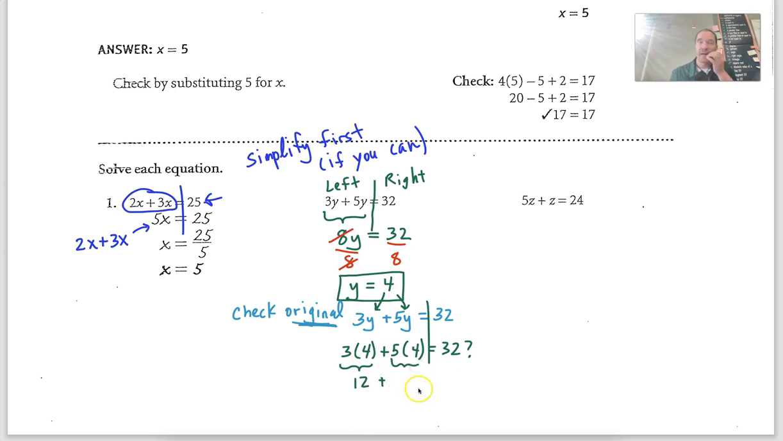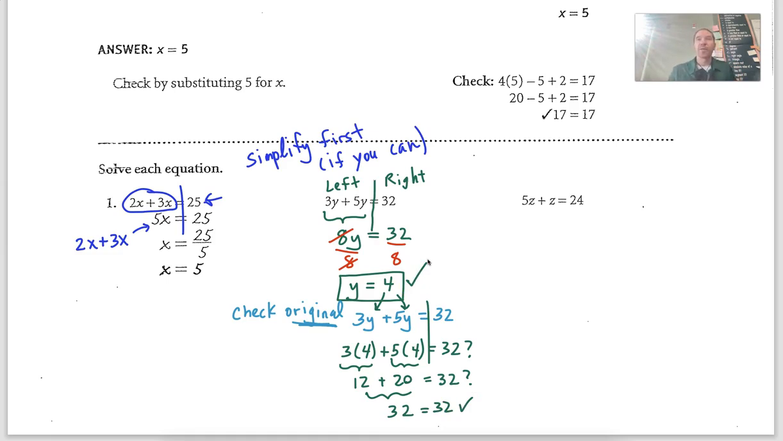The addition is outside parentheses or grouping symbols, so the addition is going to go last. 5 times 4 is 20. Is 20 plus 12 equal to 32? Yeah, some of you are already saying, yeah, that works, but I like to write it out as 32 equals 32. So this is a good answer. y equals 4 is a good answer there.